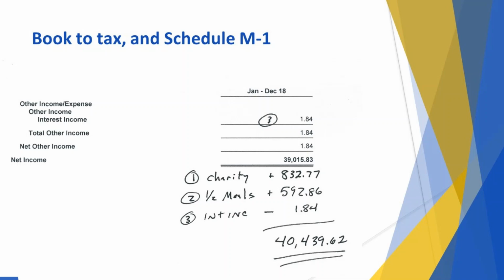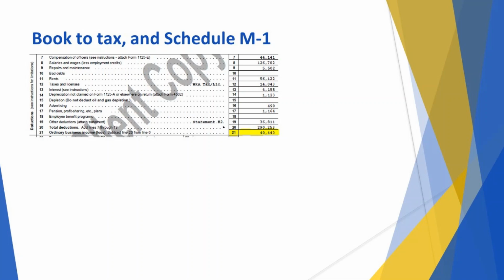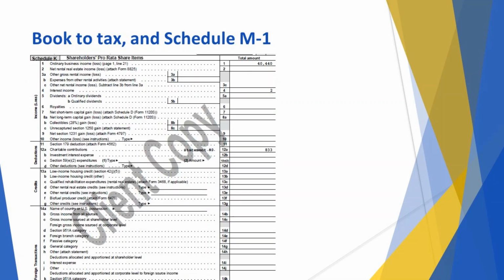Here's how our work paper looks. Remember, your adjustment will be the opposite of what has already happened. Remember the bottom figure, $40,440. It is going to be the ordinary business income on our 1120S or 1065. It is also the starting point for Schedule K.